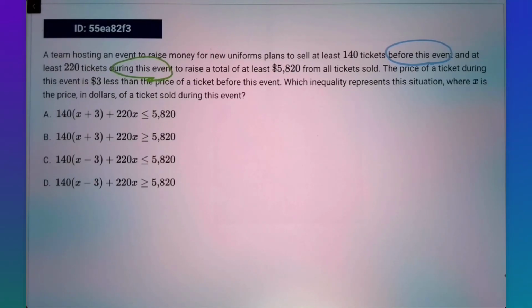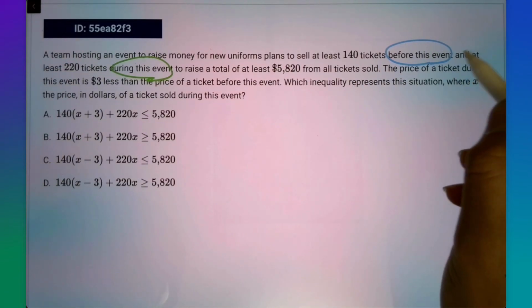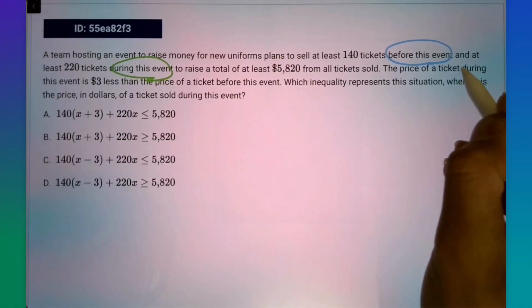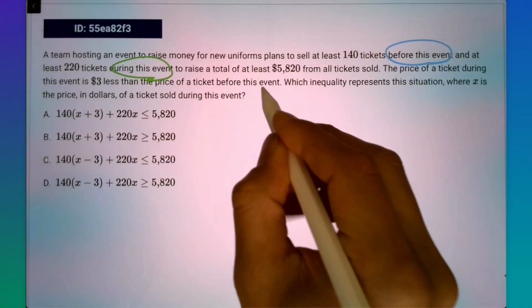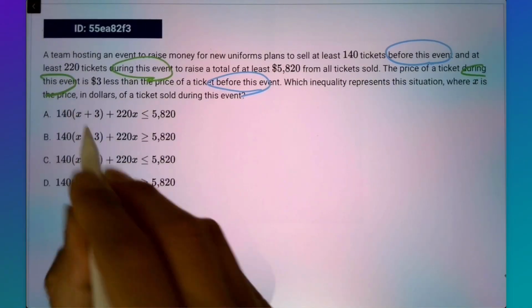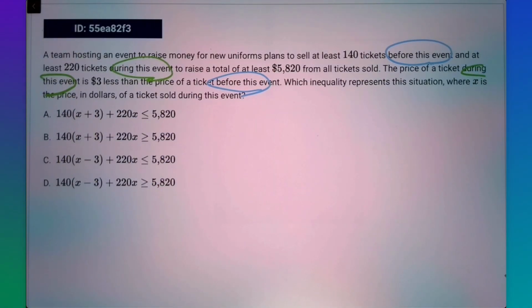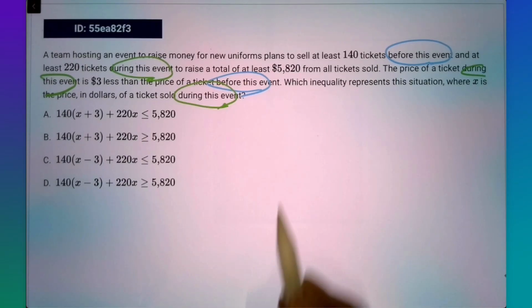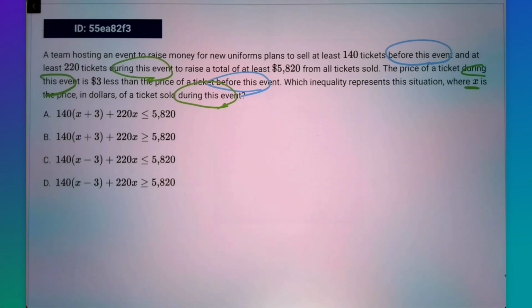The price of a ticket during this event is $3 less than the price of a ticket before this event. So I'm gonna say before the event should be in cyan color, and during the event is green color. Which inequality represents this situation where X is the price in dollars of a ticket sold during this event? So it says during this event, the price of each ticket is X dollars.